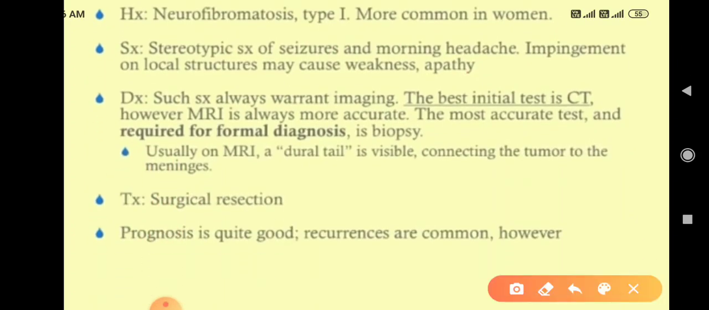Okay, how to diagnose such tumors? In the initial primary stage we go for a CT scan. However, MRI is more accurate, whereas the most accurate test, required for formal diagnosis, is biopsy. Biopsy is the gold standard, we can say. Usually on MRI, a dural tail is visible connecting the tumor to the meninges.